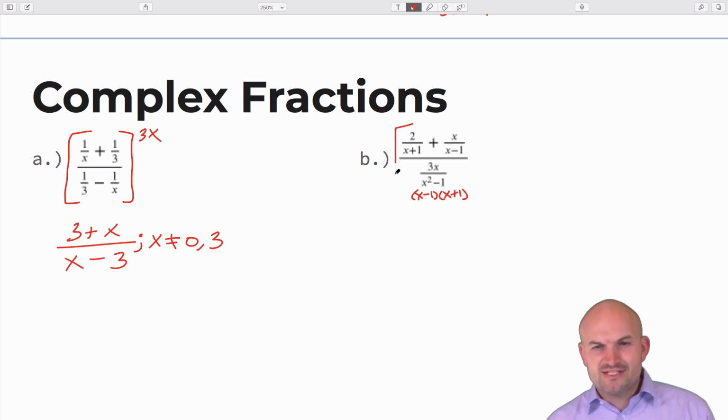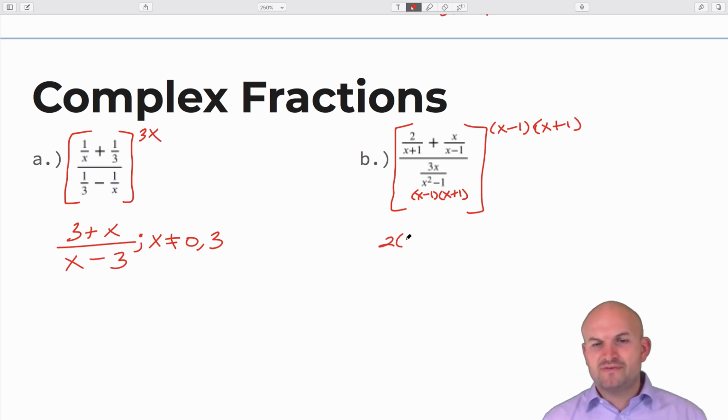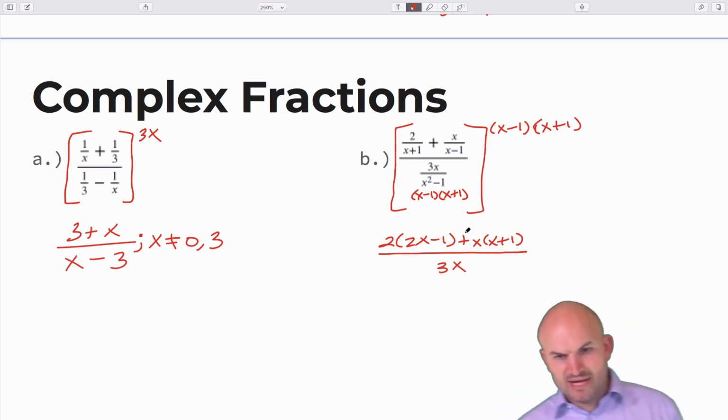So therefore, my LCD that I'm going to multiply everything by is going to be x minus 1 times x plus 1. Okay, so I multiply that by the first fraction. The x plus 1's divide out, leaving me with 2 times x minus 1. Here, my x minus 1's divide out. That's going to give me plus x times x plus 1. And then over here, those terms divide out, leaving me with a 3x.